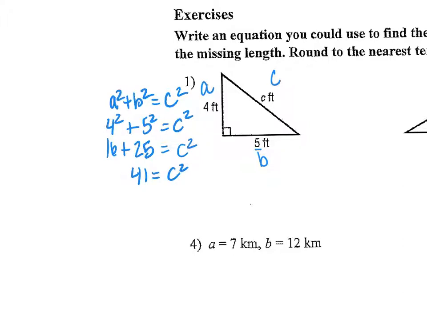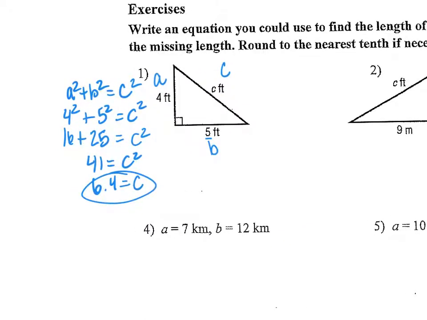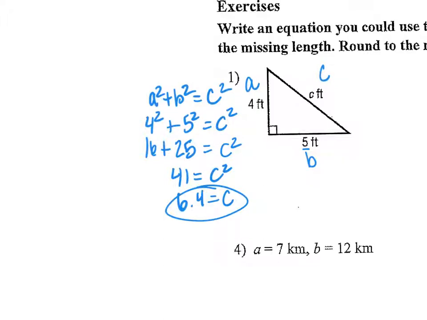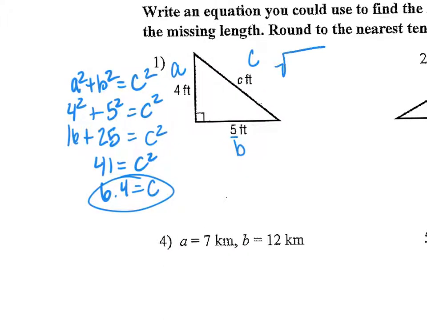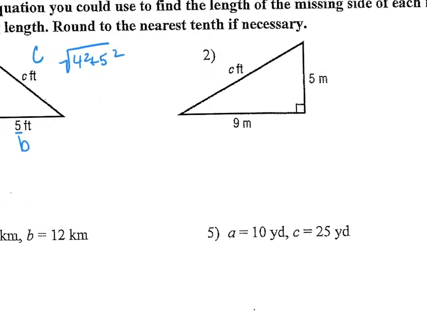And so we've got to find the square root of 41, and that's going to be 6.403. I'm just going to write 6.4. Okay? One thing you can do, kind of a shortcut, is in your calculator, if you think you're going to forget this last step, you could do square root of 4 squared plus 5 squared. You could kind of do it all at once, but I wouldn't do that until you feel more comfortable.